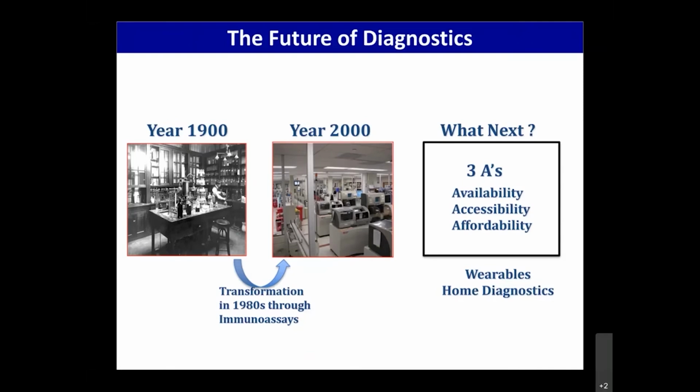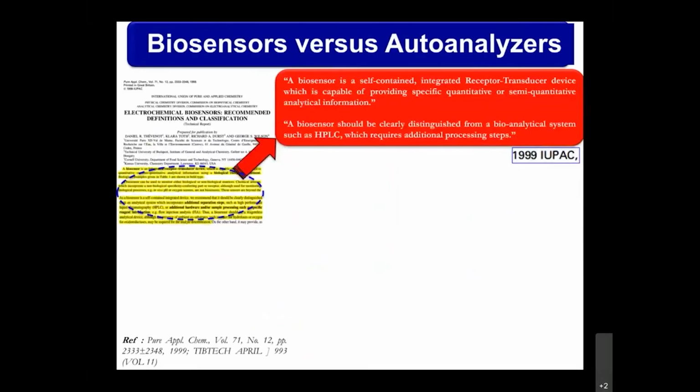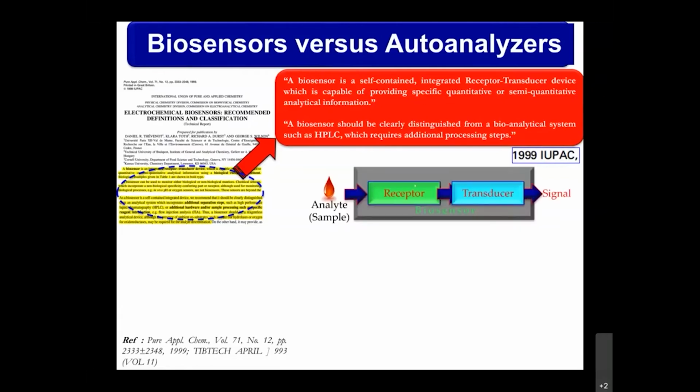So now, in order to enable us to move from pathology lab based big equipment to mobile diagnostics, what we need is something called biosensors, right? These biosensors are a little different from autoanalyzers. Autoanalyzers are the equipment that I showed you in the context of pathology lab, right? Now, a biosensor is essentially a simple device which has two components called receptor and transducer. And it takes a sample, which is essentially a biological sample.